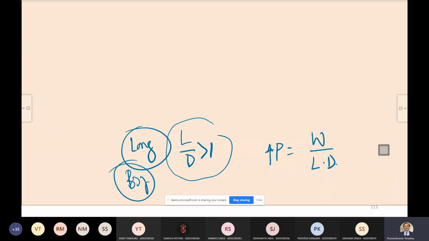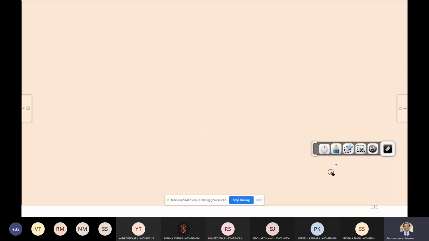So when your L by D ratio is greater than 1, at that time the load carrying capacity of your bearing is more. Now this is in comparison to your short bearing, wherein L by D ratio is less than 1. So in comparison to your short bearing, you can say that long bearing is having more load carrying capacity. Okay. But though this is true, here in this particular case, as I told you earlier, you need more supply of the lube oil.